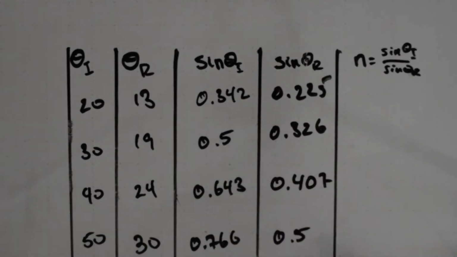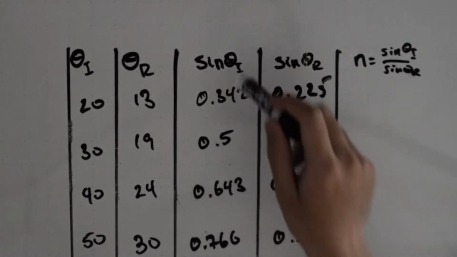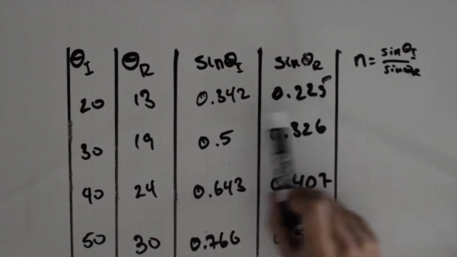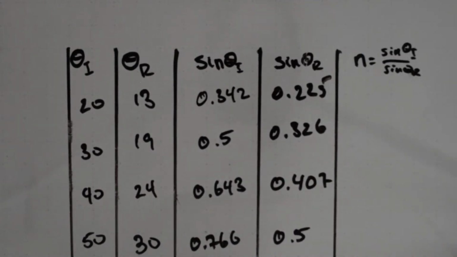Now that we have all of our data in a table, we can start to analyze it a little bit better. In the first 2 columns, I have the angles of incidence and the angles of refraction, so before and after the light passed through the glass. In the third and fourth columns, what I have are the sines of those respective angles. So this right here is the sine of 20, 0.225 is the sine of 13, and so on and so forth.